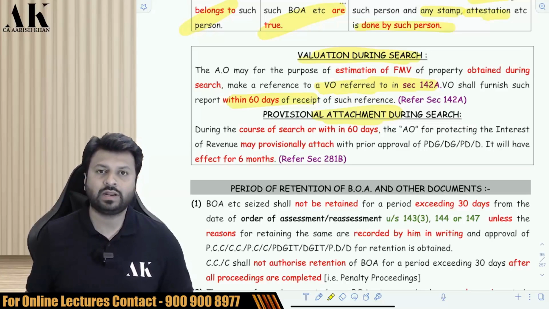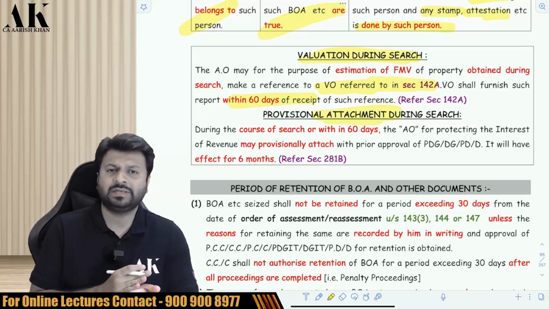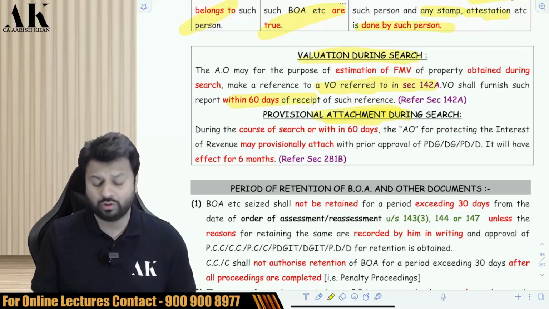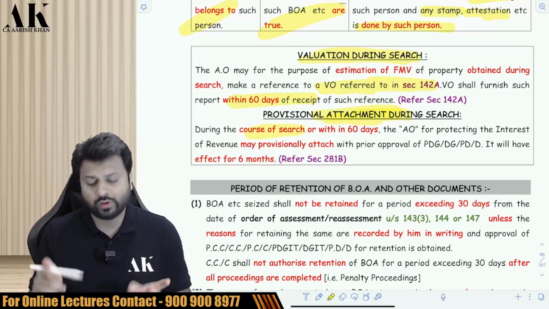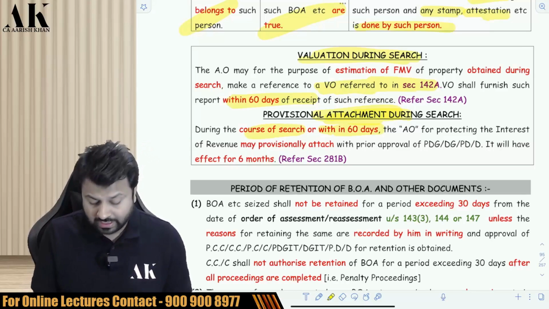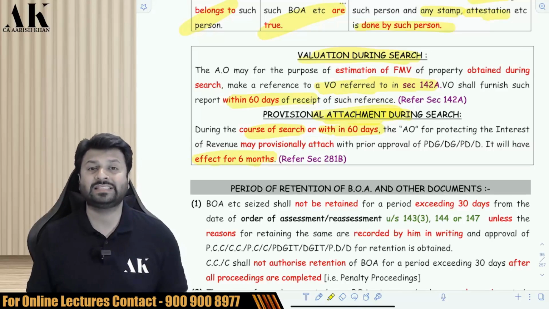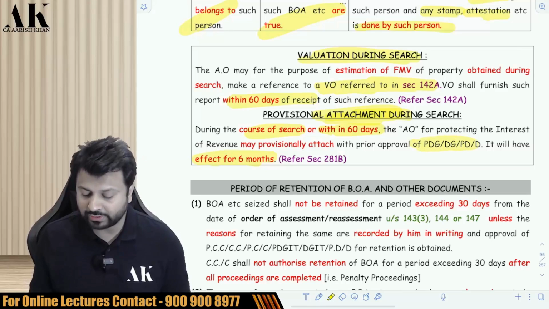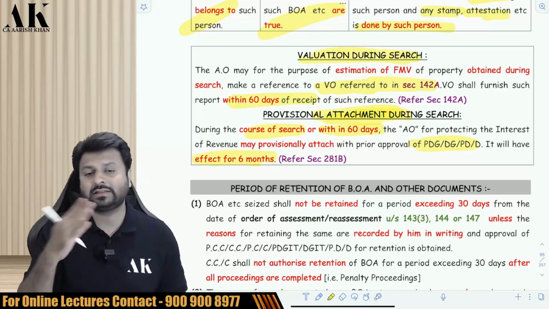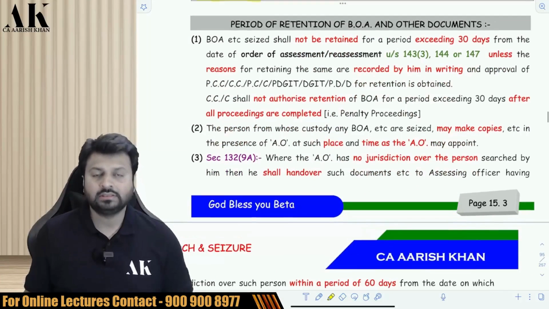Therefore, in that case, the department has been given the power to go for provisional attachment. And this provisional attachment can be done during the course of search, when the search is going on, or within 60 days from the date of search. In either case, they can go, and it will remain effective for a period of 6 months. And you have to take approval. The officer has to take approval from the Principal Director General, Director General, Principal Director, or Director, as the case may be.